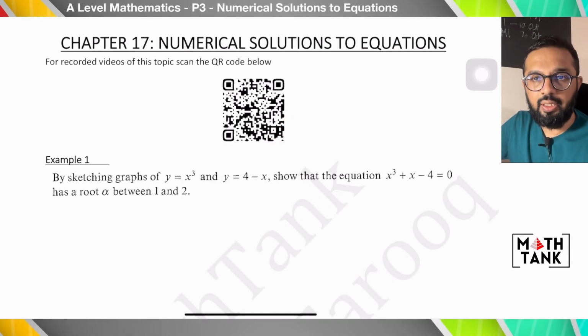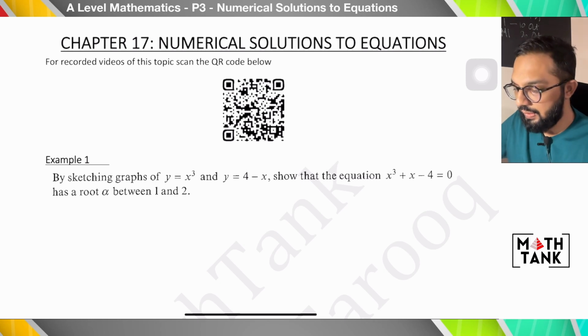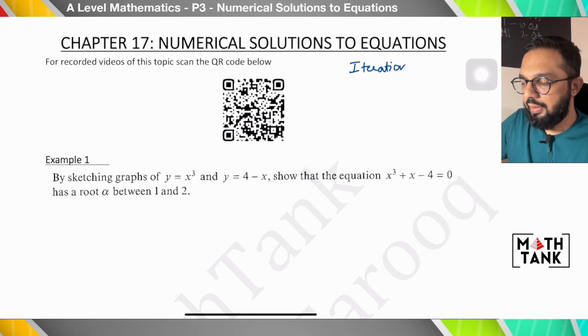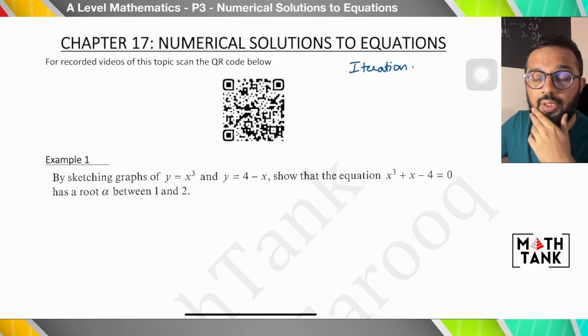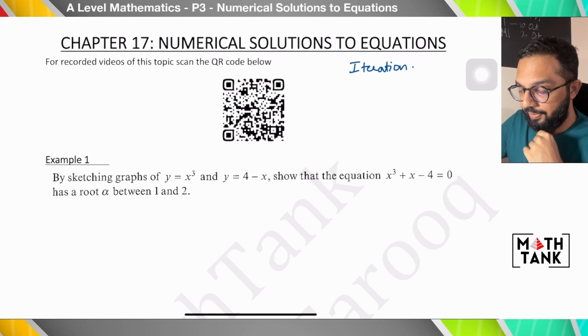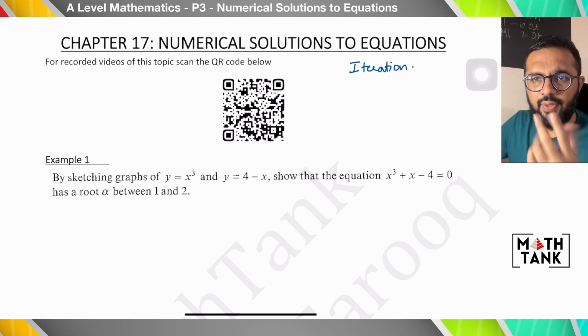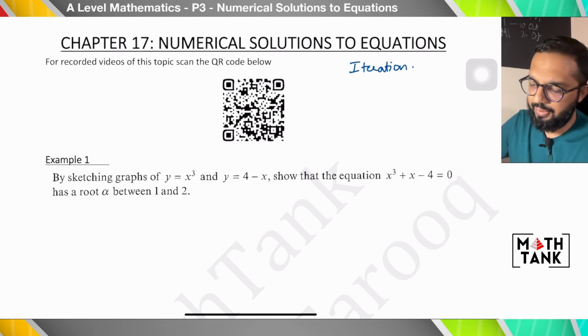Today's topic is numerical solutions to equations. It's also called iteration, and this is relevant for students who are preparing for the P3 exam this year. Let's start off with the examples. Let's first talk about what are numerical solutions to equations.